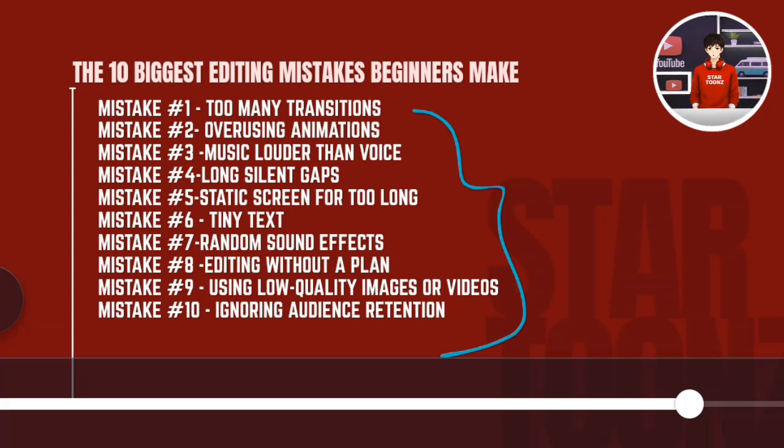Sixth, make sure your text is large enough to read on a mobile phone. Many people watch YouTube on small screens. Seventh, don't add sound effects just because you can. Every sound should support the viewer's experience. Eighth, always edit with a plan. Random editing usually leads to a messy timeline and an inconsistent video.